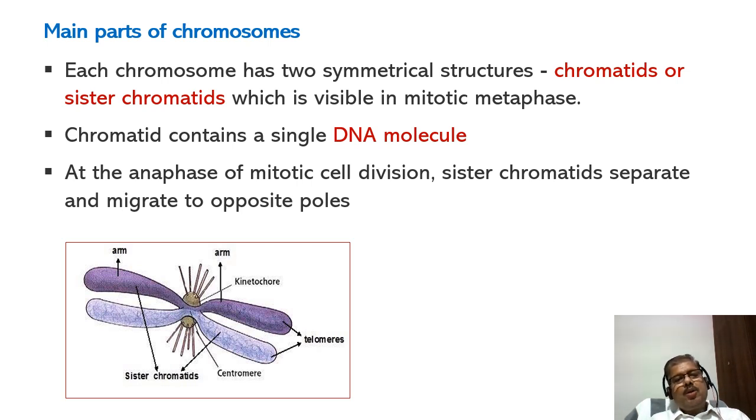Main parts of the chromosomes. The first one is the chromatid. Each chromosome has two symmetrical structures called chromatids or sister chromatids, which are visible in mitotic metaphase. And each chromatid contains a single DNA molecule. At the anaphase of the mitotic cell division, sister chromatids separate and migrate to the opposite poles.